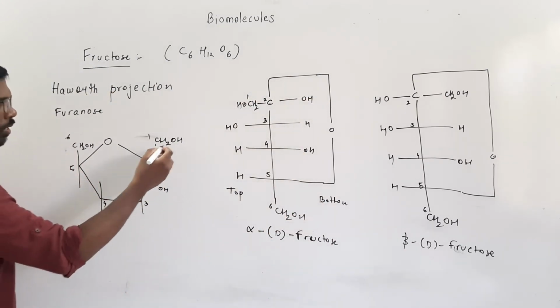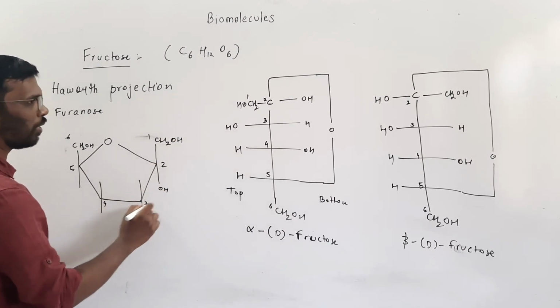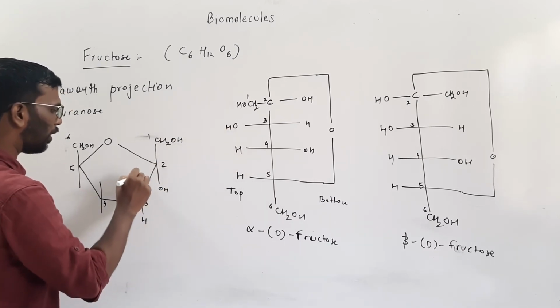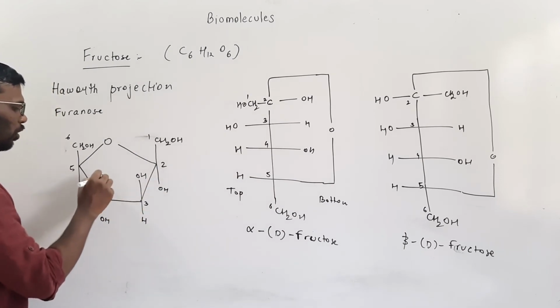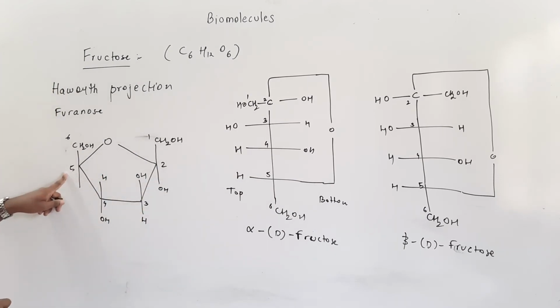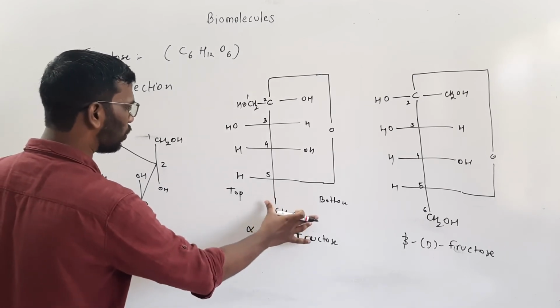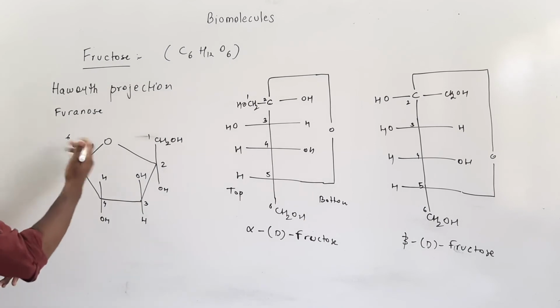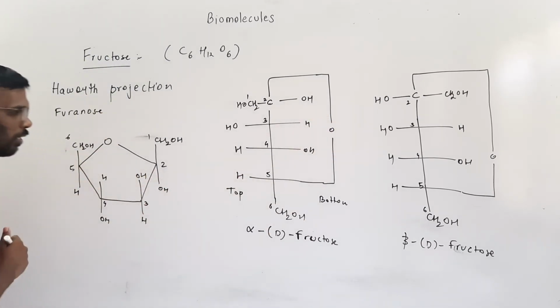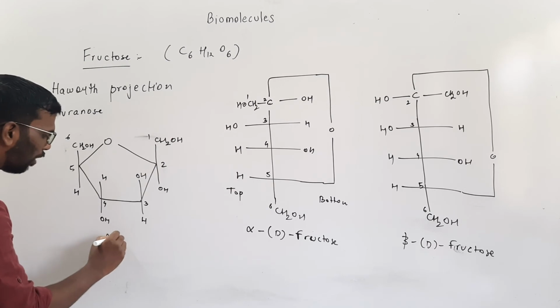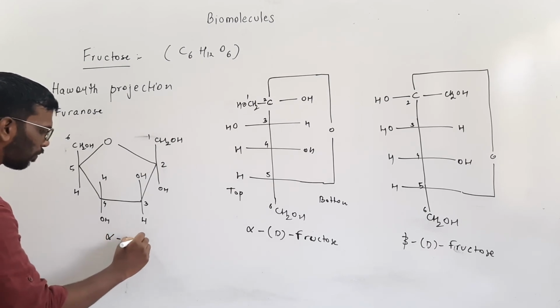So here on carbon 2, this is carbon 3. Here H will come, here it is OH. On carbon 4, OH will come over here and hydrogen will come on the top. On carbon 5, what will it be? It is CH2OH. Don't consider this to be a right side. It is on the top and this is the hydrogen. Because of this ring, we have to write this convention. This is the furanose structure or the Haworth projection of the fructose, and this is alpha D fructose.